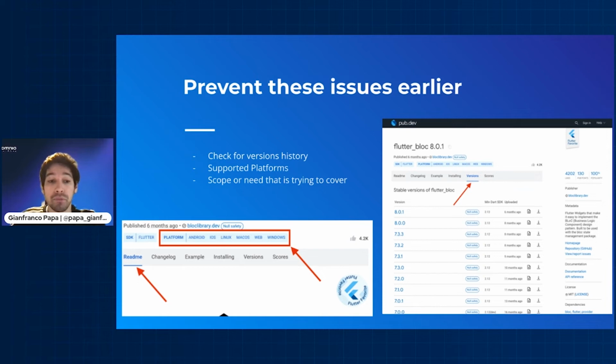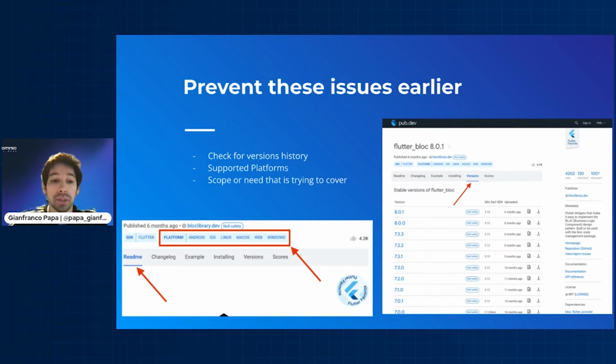All right, so we have to really pay attention to all of the information of the library on the pub.dev page. Here, what we can do is check the version history. This is really useful because it will tell us how regular the updates of the library are. Here, we can see that this library was updated 6 months ago, so that is a reasonable amount of time.